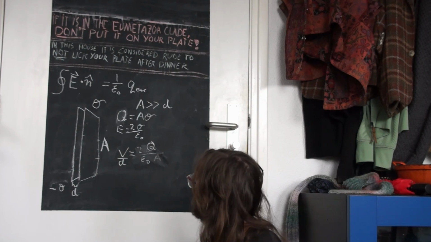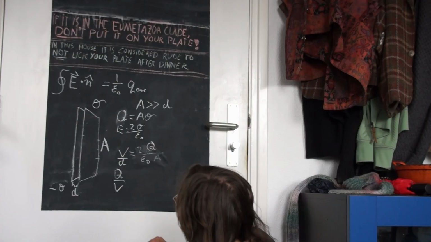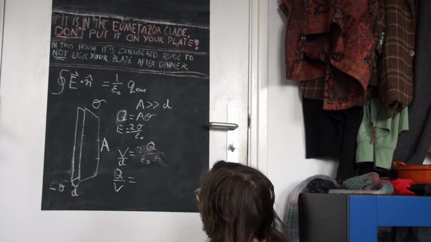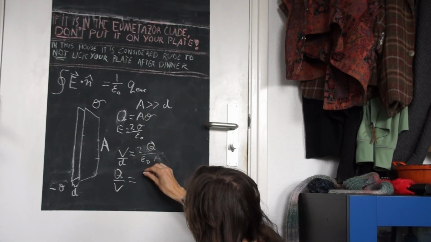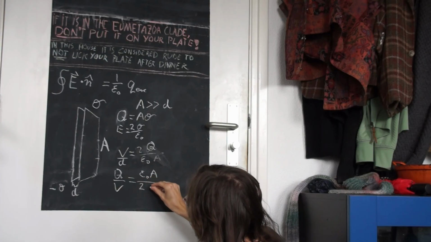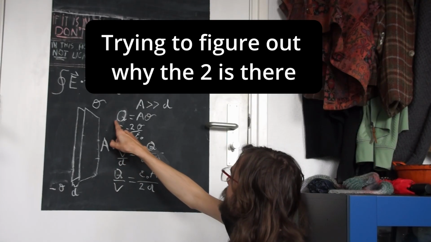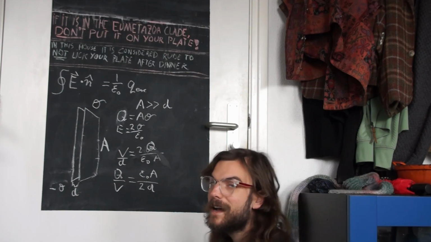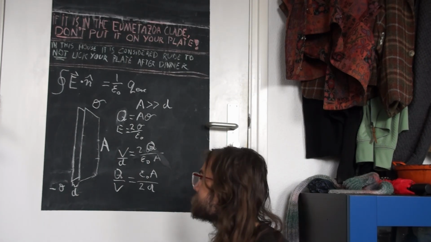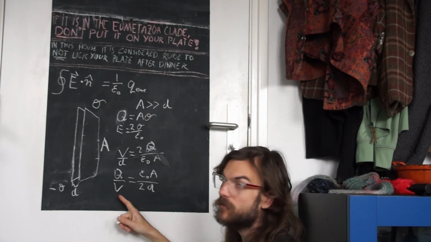Now I'm going to do a lot of rearranging. I'm going to put Q here, I'm going to divide by the voltage, and I'm going to put, what am I going to do? The epsilon and the A go up, and the 2 and the d go down. We should also notice that this Q is the charge on one plate. And now we find capacitance, because capacitance is just charge divided by voltage.